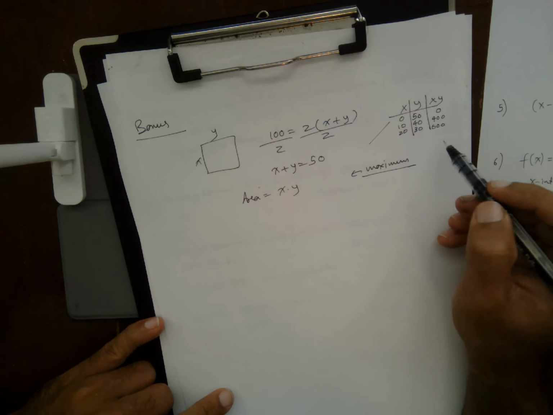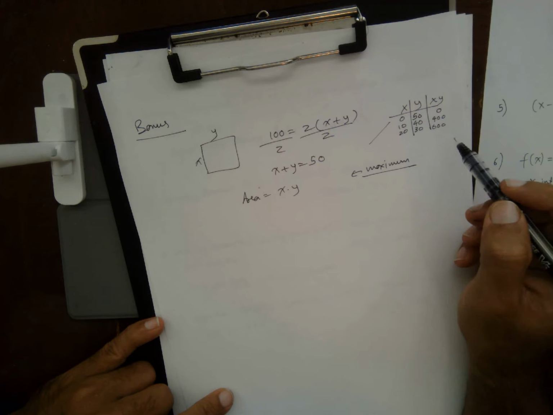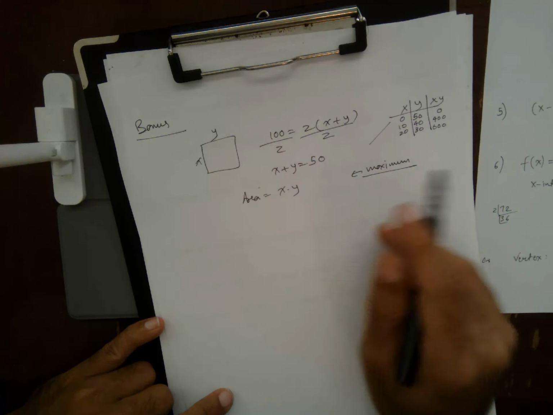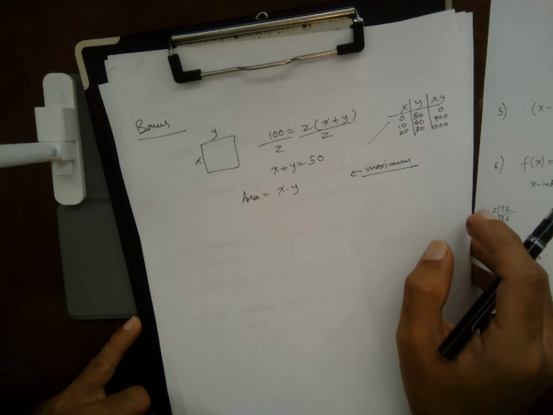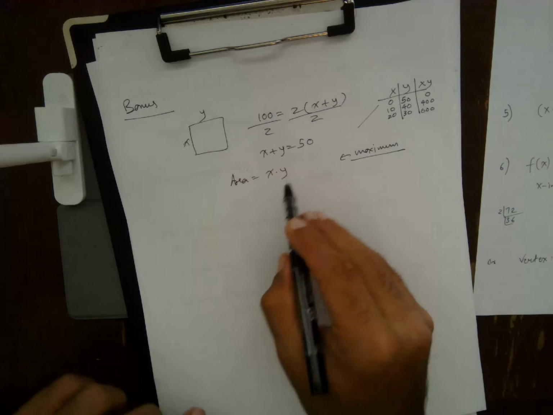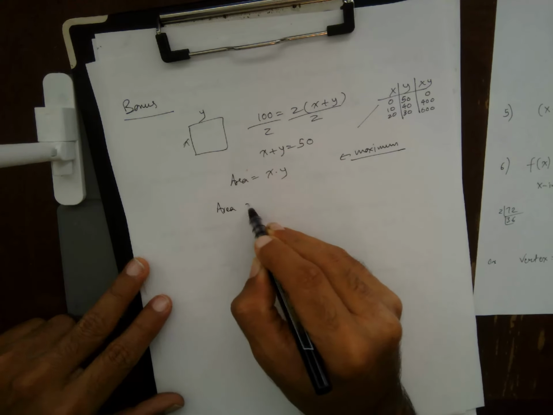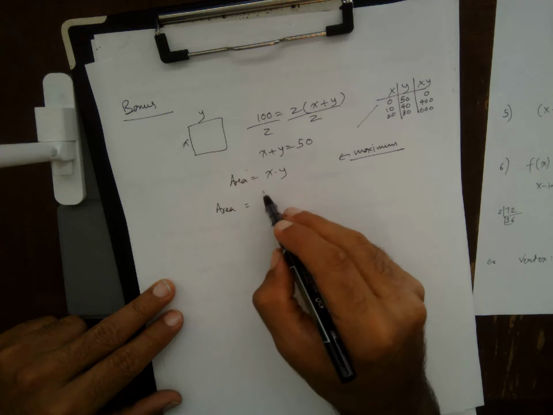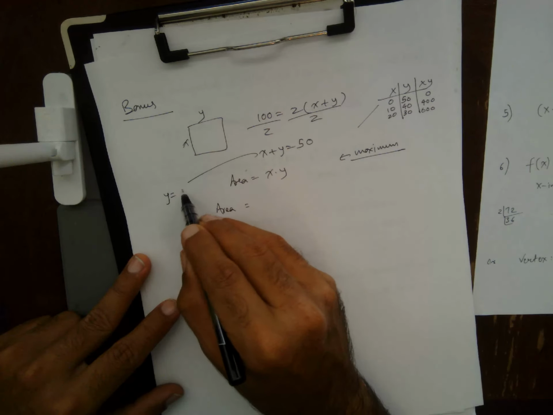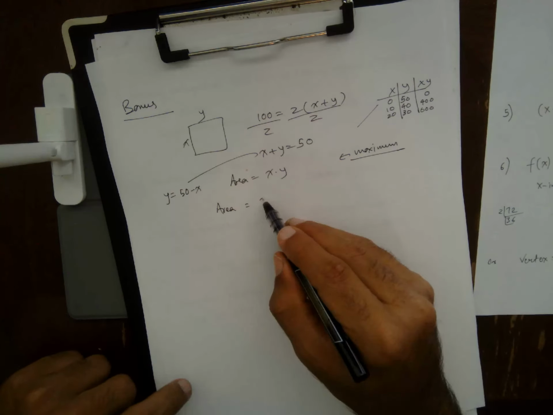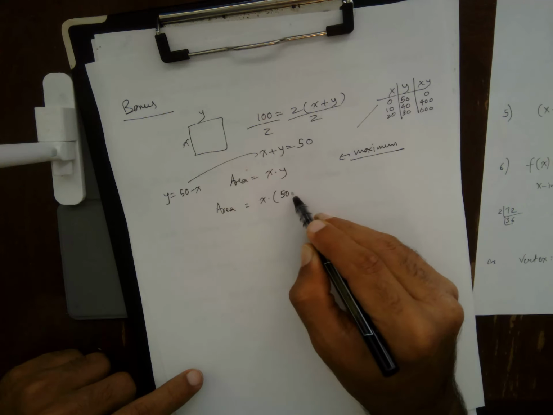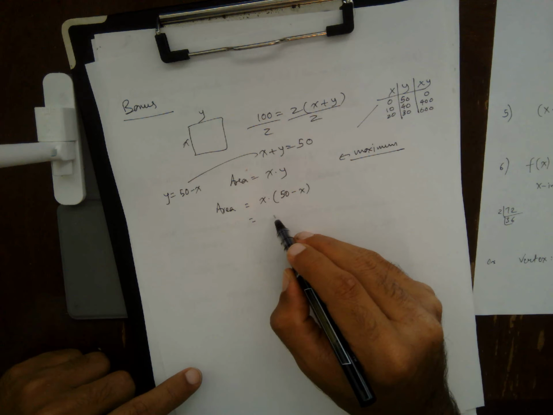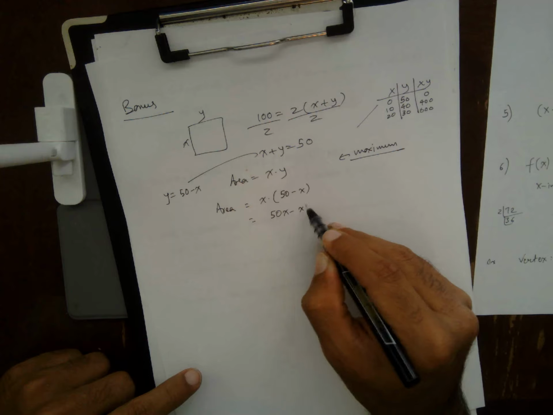So the product takes a bunch of different values, and usually later on when you do calculus, we are concerned with maximizing or minimizing stuff. So here my area function, if I use this equation, I can write y as 50 minus x. So the area now is x times 50 minus x, which is 50x minus x squared.